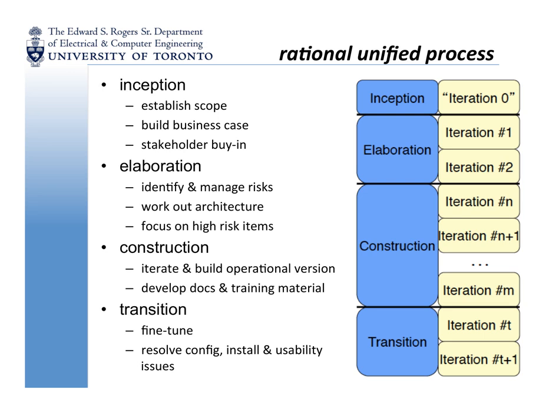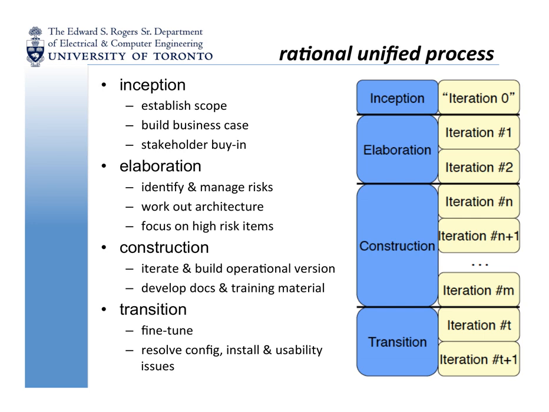The elaboration phase is where the team identifies and manages the biggest risks. They work out the system architecture. The focus is on the high-risk items, the things that, if wrong, would cause the project to fail. Elaboration produces a stable architectural baseline. The construction phase is where the bulk of development happens. The team iterates and builds operational versions of the system. They also develop documentation and training materials. The goal is a complete working product.